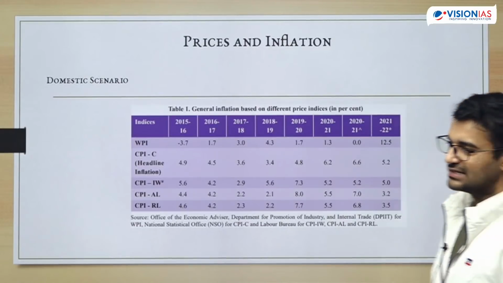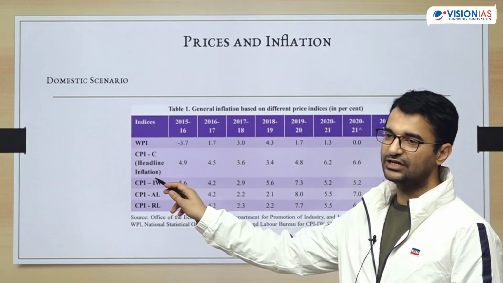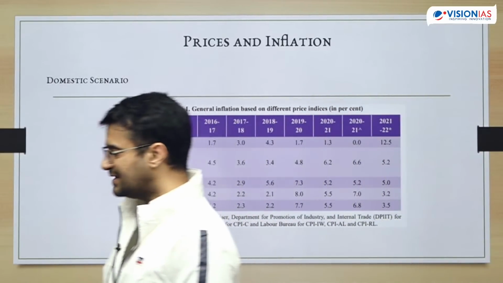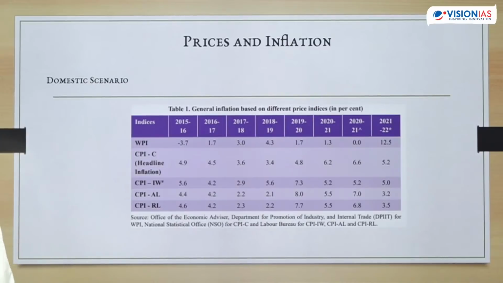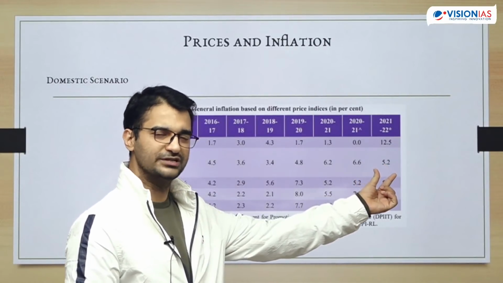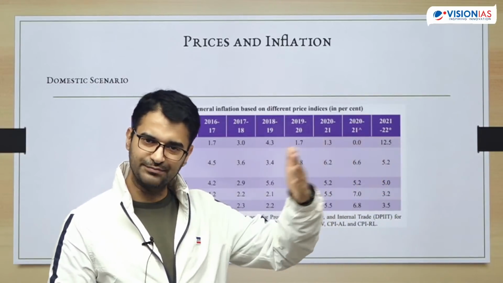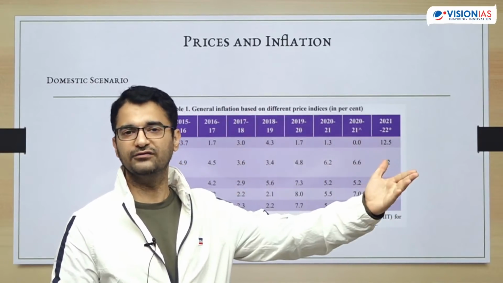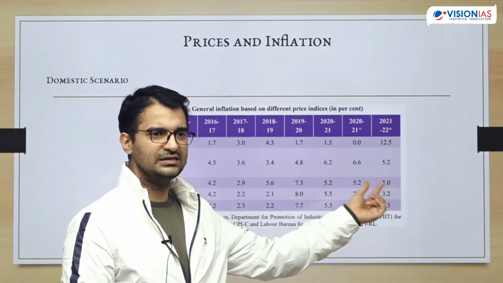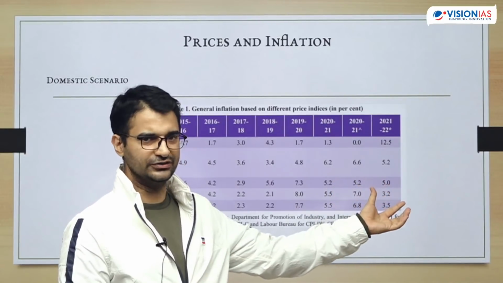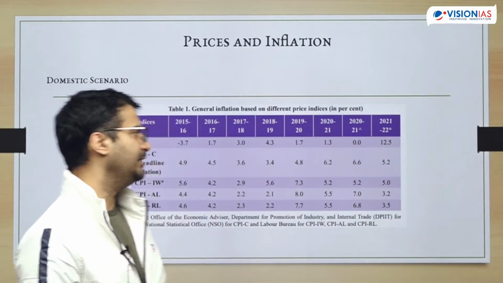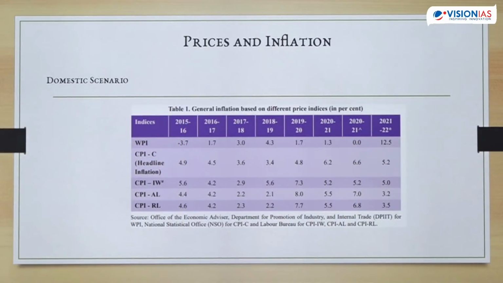The domestic situation has been, as I said, that our headline inflation, which is CPI combined, CPIC, has been within our tolerance range of 5.2%. Our tolerance range is 4 plus minus 2%, as in the inflation targeting framework range. So this has been within that range, largely bound. Last year it was high, this year it is within the tolerance range. Whereas WPI has been quite high. WPI has been in double digits, around 12.5-14%.